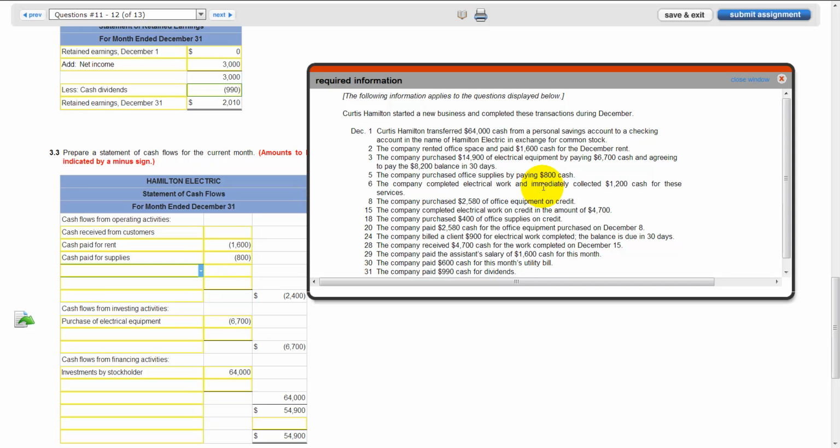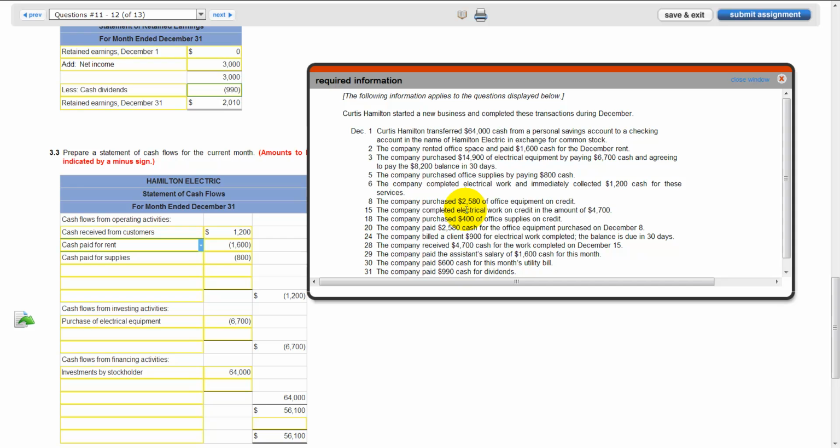Okay, so that's the fifth. The company completed electrical work, immediately collected money coming in, cash of $1,200. This is from customers, so I'm going to put it here in this first line here. Money coming from customers, the main thing. And I'm going to have to add to that for other transactions below, collecting money from customers. Okay, that was the 6th.